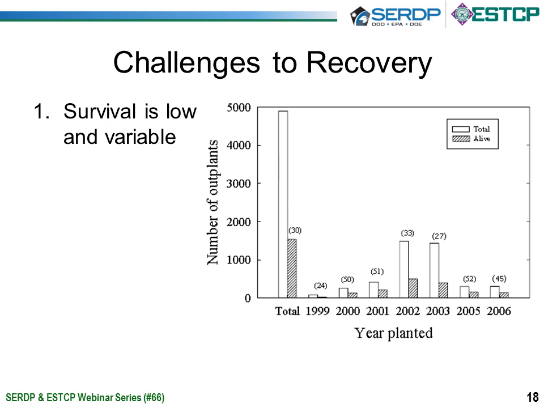And we have a lot of things to contend with here, as any restoration project does, and I'll just go over some of those. Some of our main challenges to recovery in this particular system is that survival is low and variable. If you look at this figure here, it's number of outplants on the y-axis and the year planted on the x-axis, with the clear bars being the total outplanted, and the hatched bars being the ones that survived. You can see that it's highly variable over time, but in general about 30% survival over time.